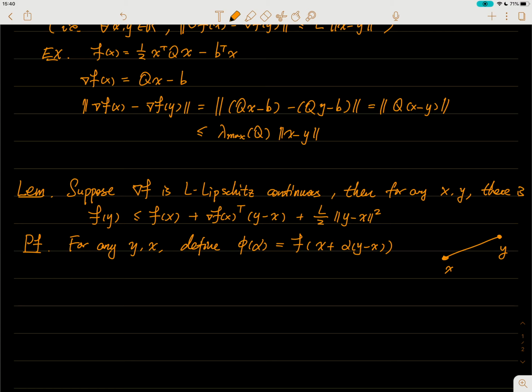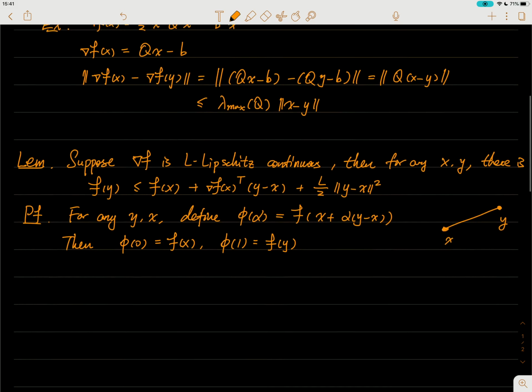Especially when alpha equals 0, I just need to plug in alpha equals 0. I'll have this as f of x. And similarly, if I plug in alpha equals 1, I'll have phi of 1 equals x plus 1 times y minus x, which gives me just y. So it's just f of y.